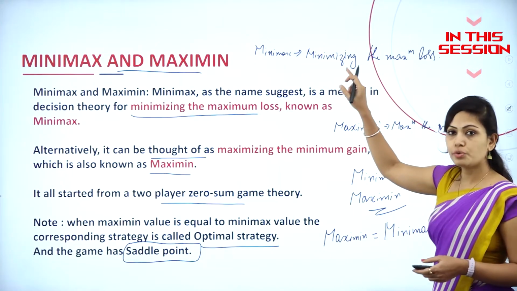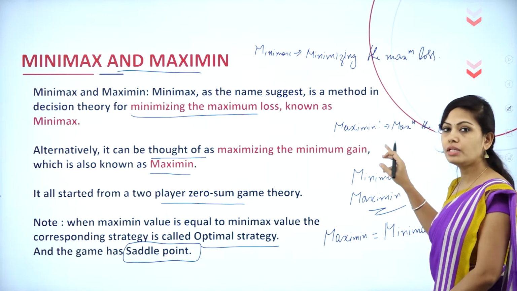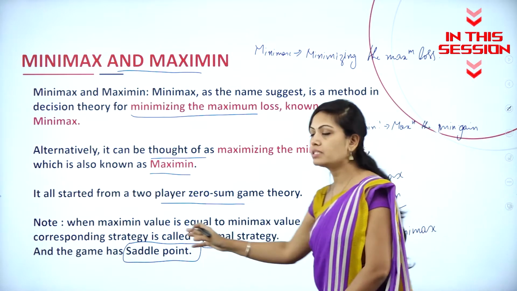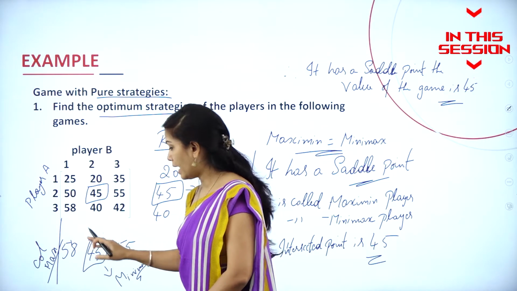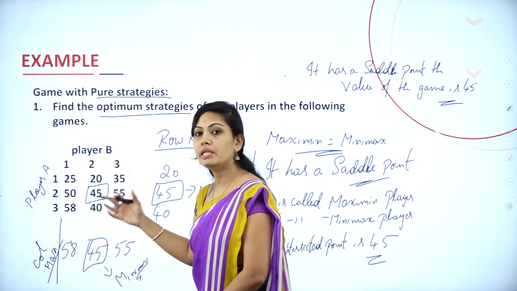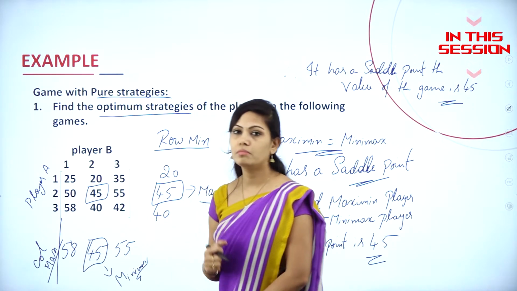Minimax value should be equal to maximin value. Then we can call it as it has a saddle point. So player A is maximizing the guaranteed minimum gain and player B is minimizing the maximum loss.